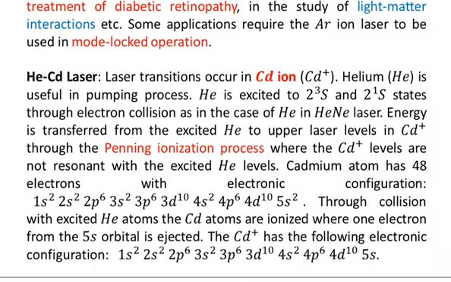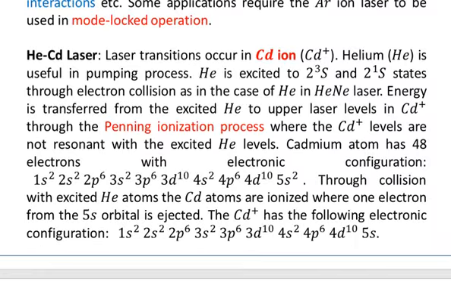Now next we are going to discuss the helium cadmium laser. Laser transitions occur in the cadmium ion. Again, you see that we are talking about the cadmium ion. So the laser transitions occur in the cadmium ion. Helium, He, is useful in the pumping process.